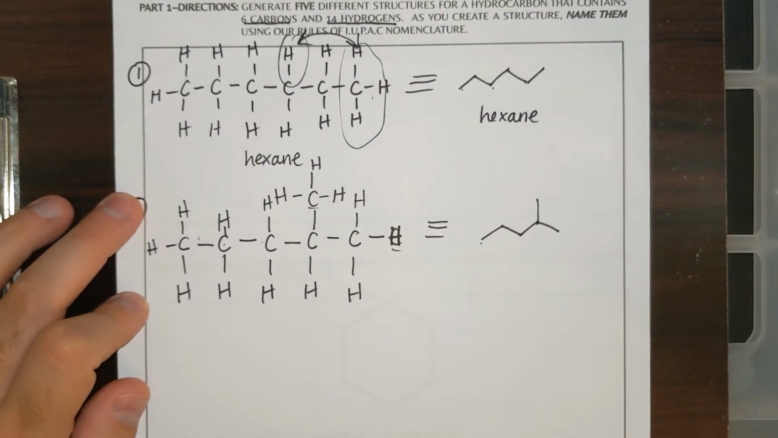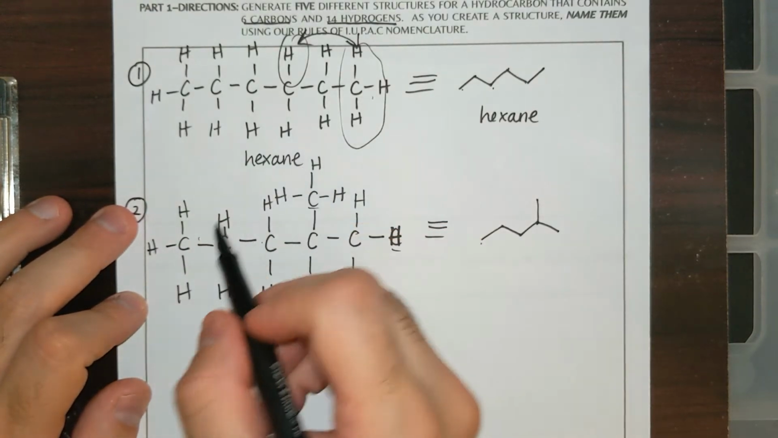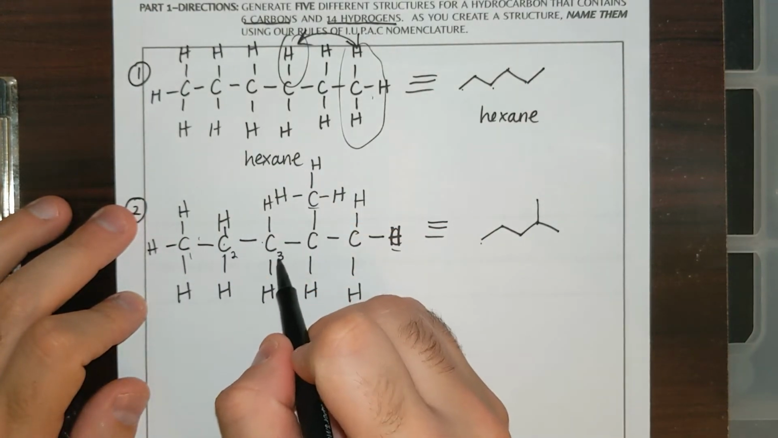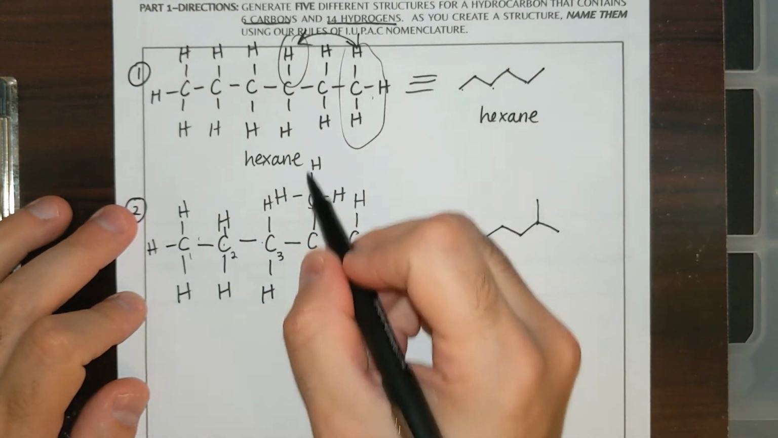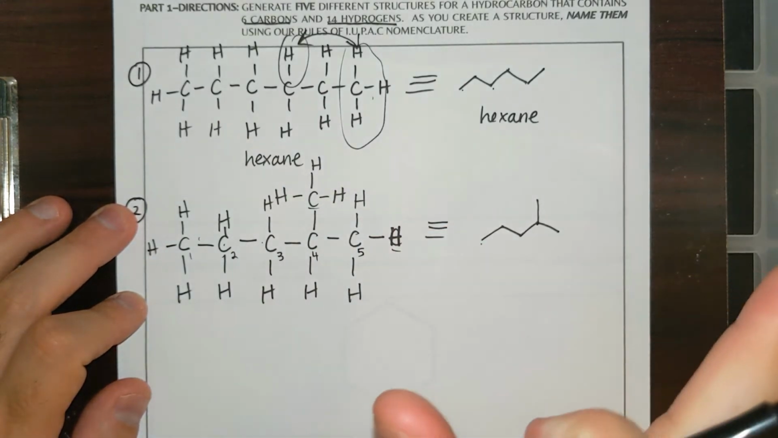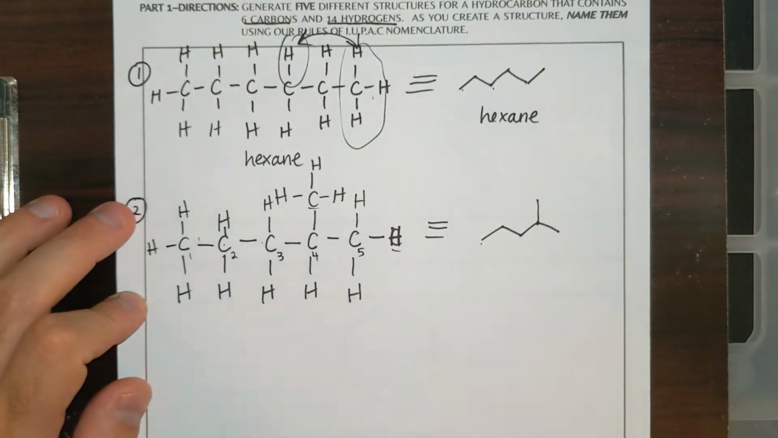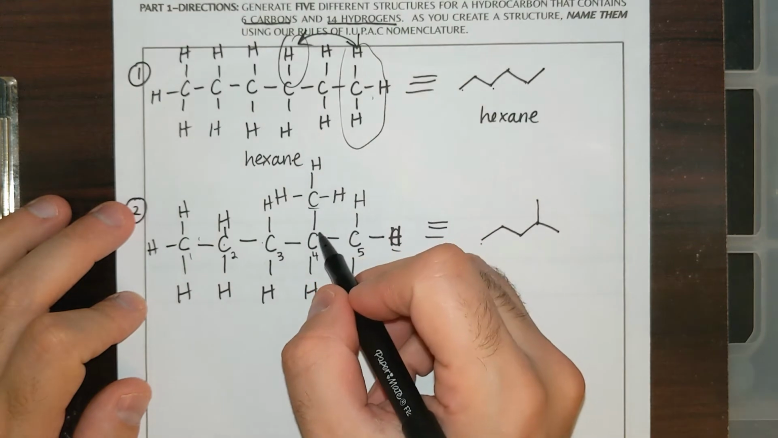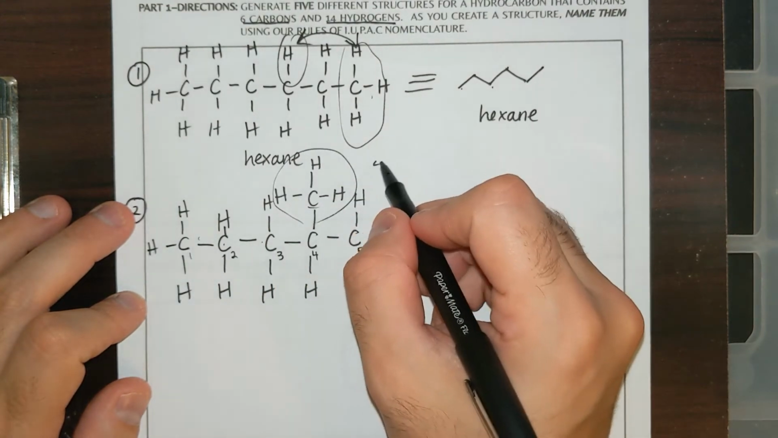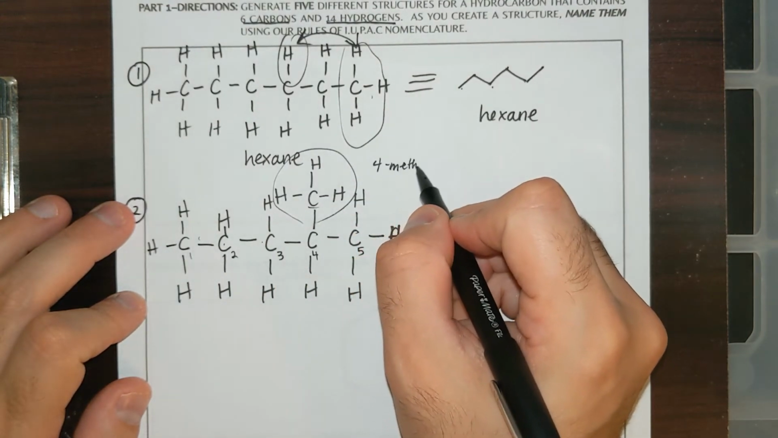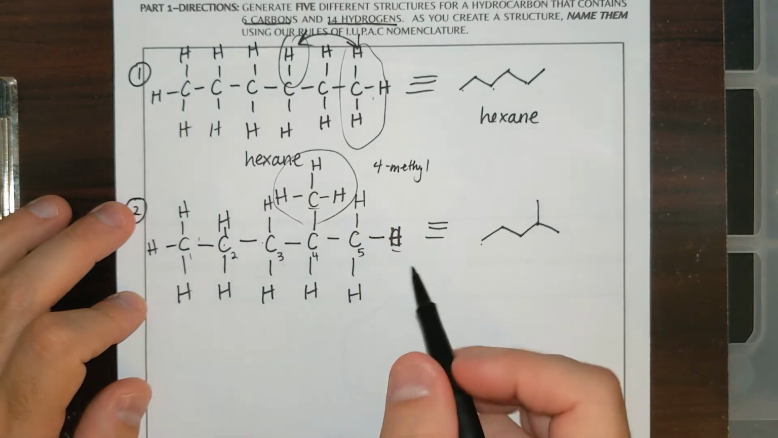Now, I'll tell you where I get 2nd from, okay? Now, I could count longest chain is going to be 5. Doesn't matter. I could go 1, 2, 3, 4, 5, 1, 2, 3, 4, 5. I'm going to get the same thing. So my longest chain is 5. On my 4th carbon, I have a methyl group. But we should remember that I should number it right to left and left to right.